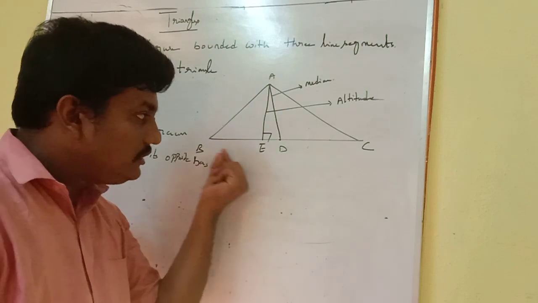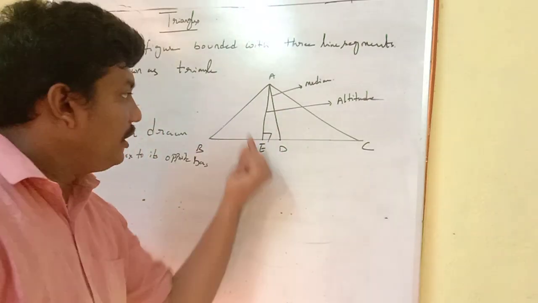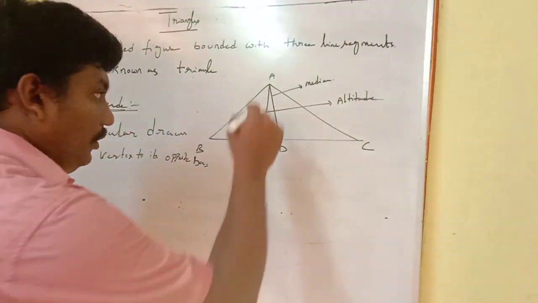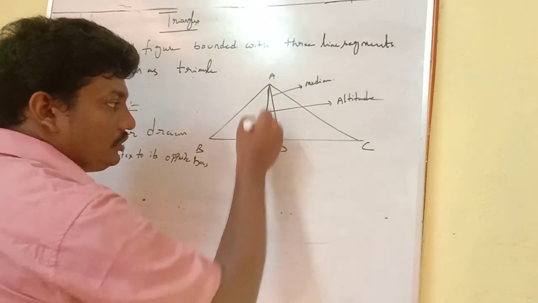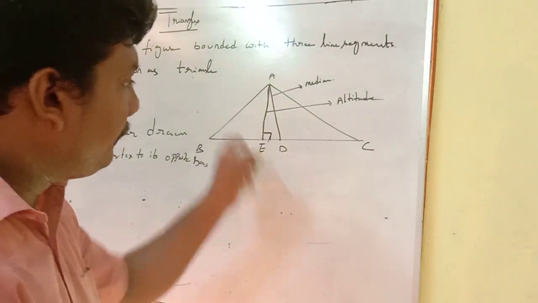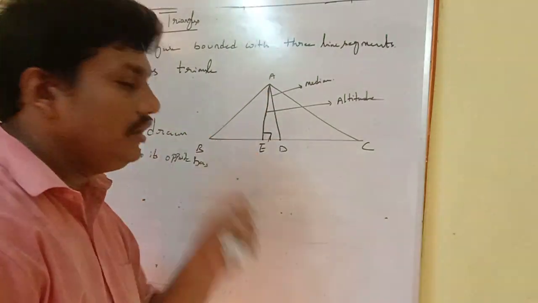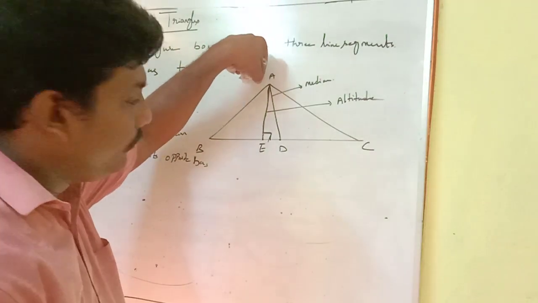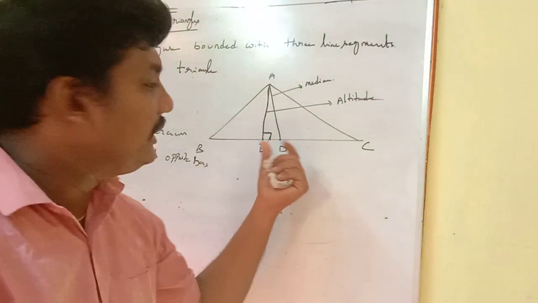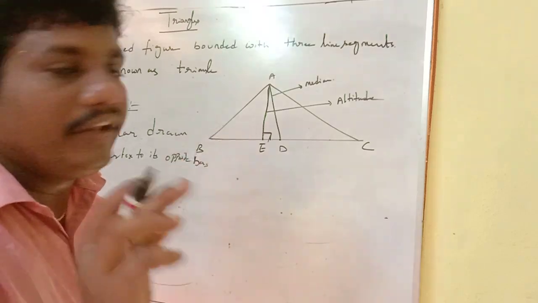A median will divide the base into two equal parts, whereas an altitude is drawn perpendicular from the vertex to the base. An altitude is a perpendicular from the vertex to the base, and a median is a line segment drawn from the vertex to the midpoint of the opposite side. Median and altitude are different.